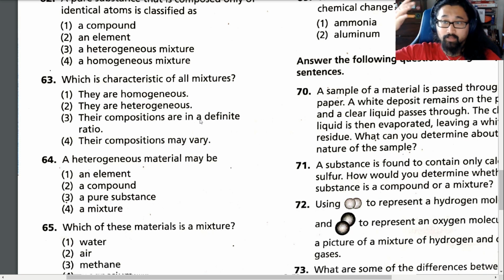Well, I could make my salad with a little bit of bacon, or I could make my salad with a lot of bacon. I could put Chex Mix with many pretzels or no pretzels. It's still salad. It's still Chex Mix. That's not true. Their compositions may vary. That is true. That's a definition for a mixture. It's something where the composition can vary.